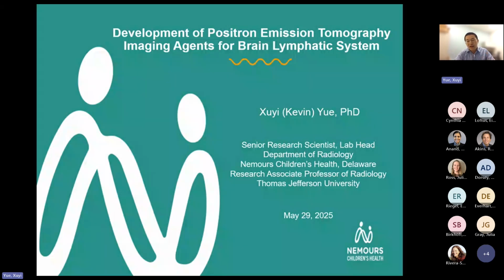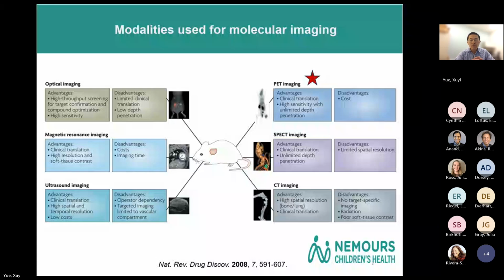In the first few slides, I will give you an overview of what we are doing, what our whole program is. Then I will give an update regarding the project supported by the INBRE pilot. Our research mainly focuses on molecular imaging. So what is molecular imaging?